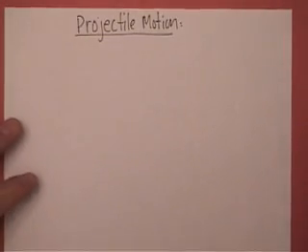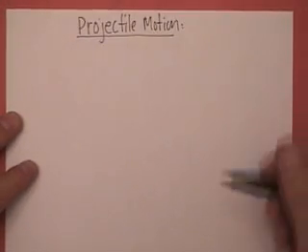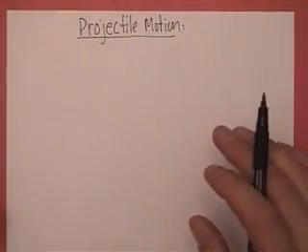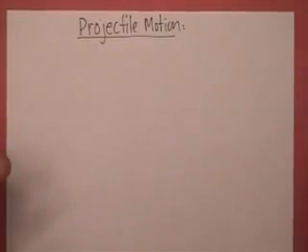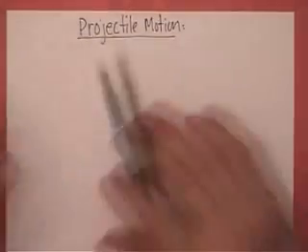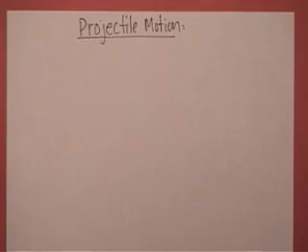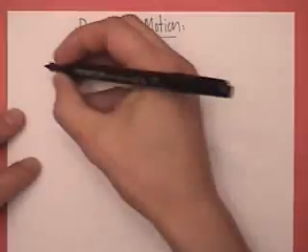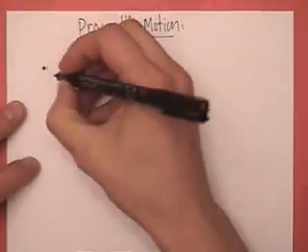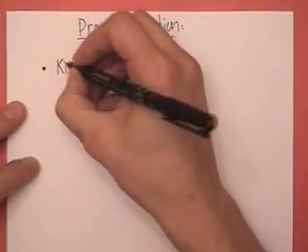Projectile motion. What we're going to do is go over some key information about projectile motion, and then I'm going to show you pictures of the 4 general situations that you can get for projectile motion. Then we're just going to draw things on those general pictures, and then we'll go do some examples after.